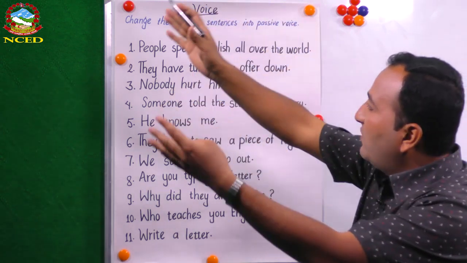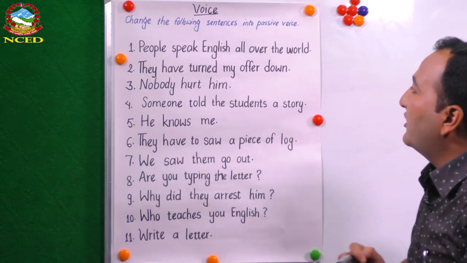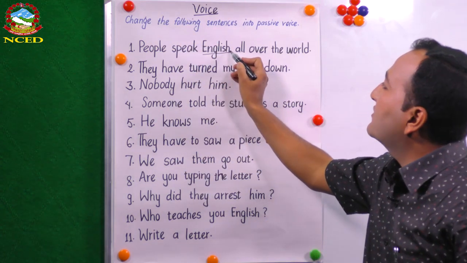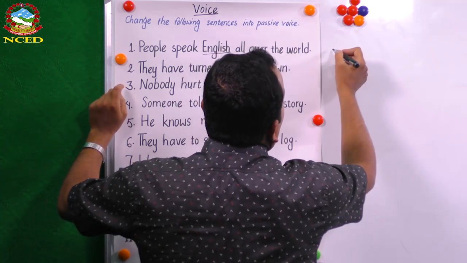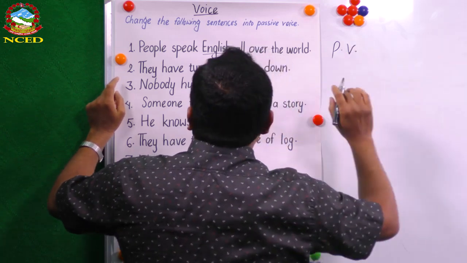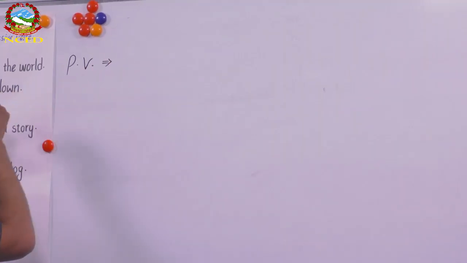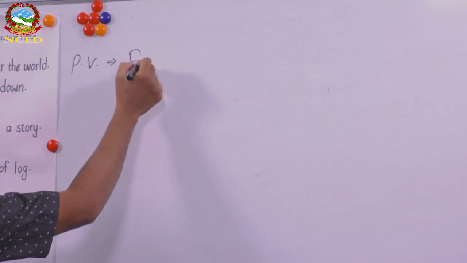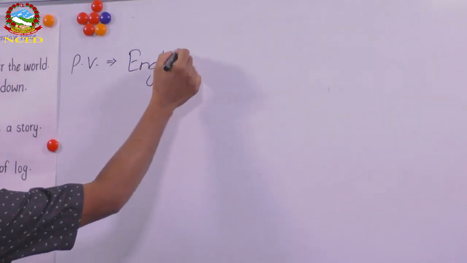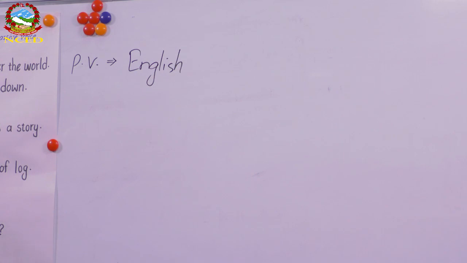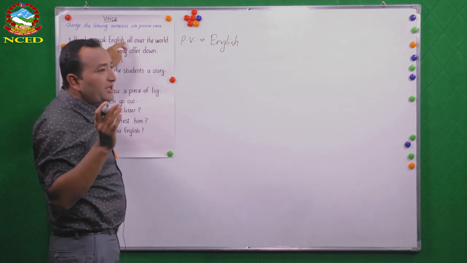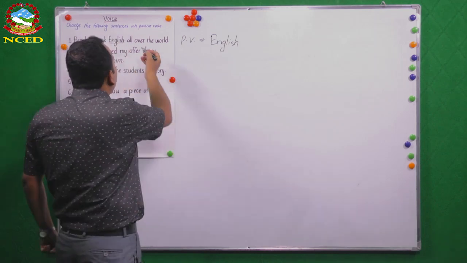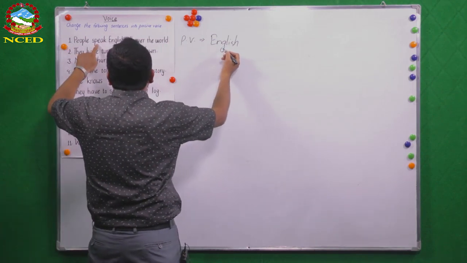We should not copy the whole phrase in the beginning. Just English is the object. So here let me write the passive form. This side I will be writing passive sentences. English is written in the beginning, because it is the object. Every time follow the same rule. Subject and object should be interchanged. That's why English comes first, then speak.